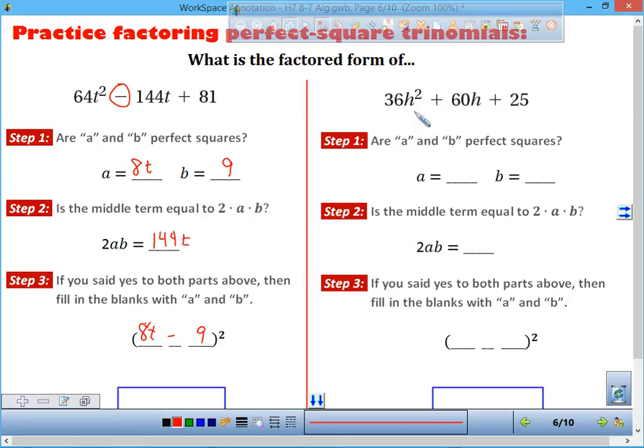Same thing here. Is it a perfect square? Yes, it is. 6h is the square root, and the square root of 25 is 5. 2 times 6 is 12. 12 times 5 is 60. So that would give us 60h, which is our middle term. So it works. And then our first term here, 6h, and because it's addition, we add here, and then we say 6h plus 5 quantity squared.